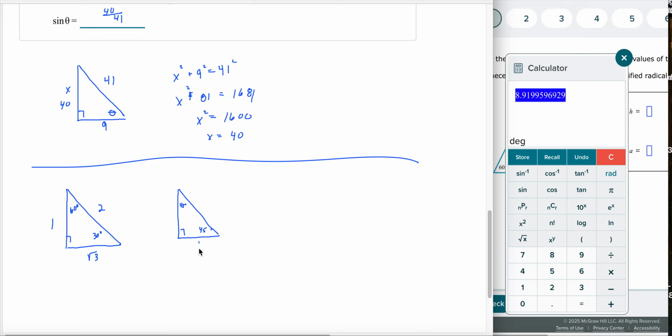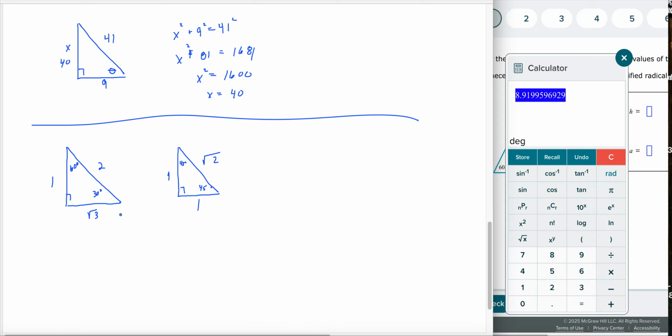And with the 45, 45, 90, of course, we're looking at an isosceles triangle, right? Both sides would be the same because both angles are the same. And so we have 1, 1 for the legs. And if we use Pythagorean theorem, we would see that that third side is radical 2. So this is always the ratios that exist when you're looking at a 30, 60, 90 or a 45, 45, 90 right triangle. And this is something that you really do want to memorize.